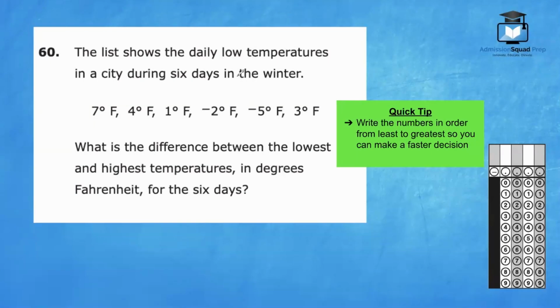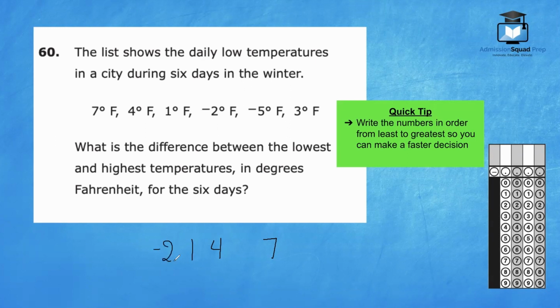Number 60. The list shows the daily low temperatures in a city during 6 days in the winter. What is the difference between the lowest and highest temperatures in degrees Fahrenheit for the 6 days? The first step here is to order the numbers from least to greatest. 7 will be over here. 4 will be right here. 1 will be right here.